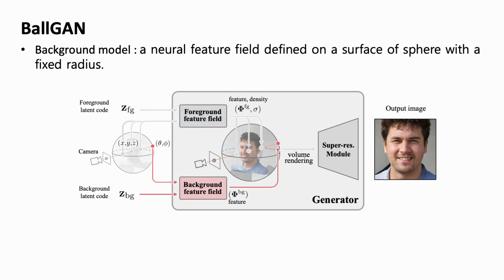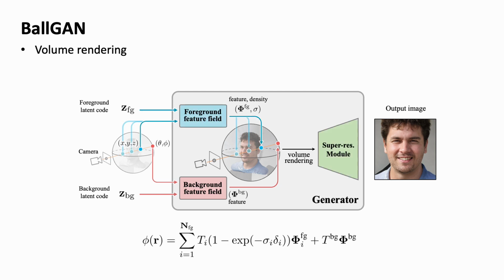For the background modeling, we approximate the arbitrary-sized background to a spherical surface. The background network receives the background latent code and the intersection of the sphere and ray to output a feature vector. Note that our background generator does not predict volume density, because it assumes that the background is an opaque surface. We obtain a 2D feature map by volume rendering features from each feature field. Then the final image is generated through the super resolution module.